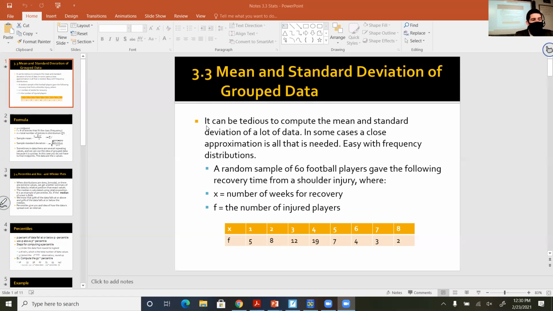So it can be tedious to compute the mean and standard deviation of a lot of data, meaning if I were to collect 100 data points and certain values occur over and over again, like this example of 60 football players. We're taking a look at how many weeks it took to recover from the injury, and then how many players took the same number of weeks. So there was only to take 1 week to recover from a shoulder injury, that happened 5 times. For 2 weeks to happen, that happened for 8 players. 12 players took 3 weeks, 19 took 4. So this is just raw data that was collected.